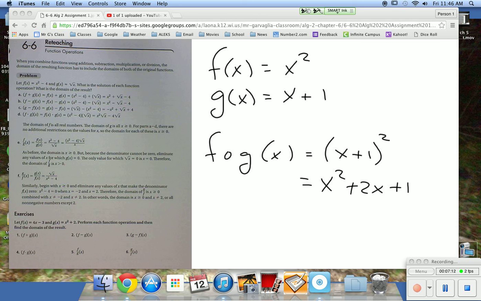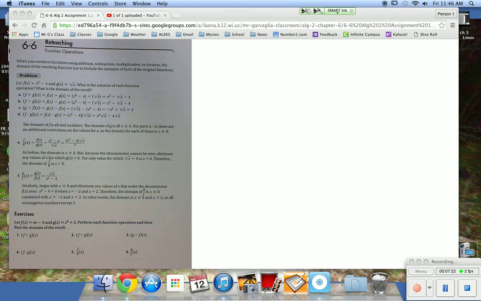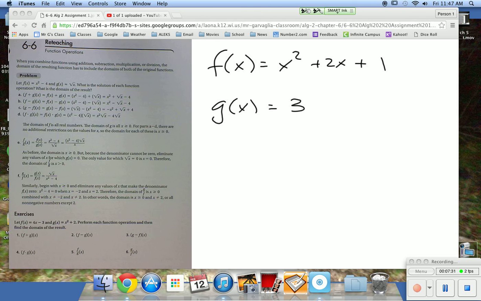You may get a function that looks like this: f of x equals x squared plus 2x plus 1, and g of x equals 3x plus 1. What is f of g of x? You have to take this and replace each of the x's with g of x, and be able to solve it and figure it out. That's when it starts getting a little bit tough.